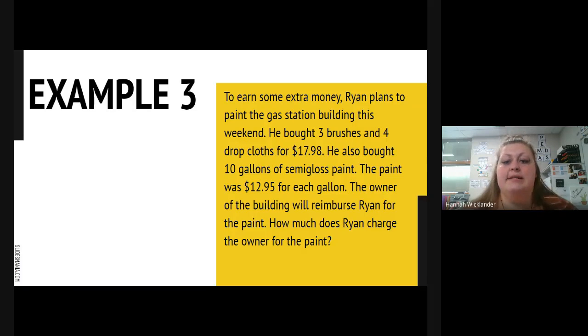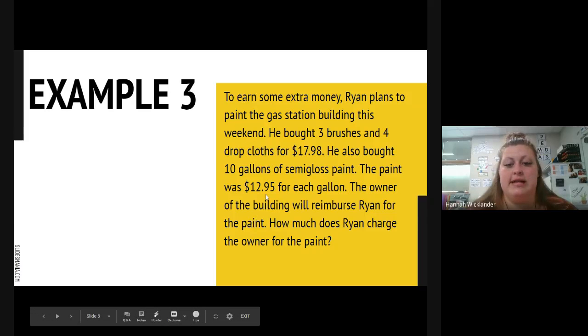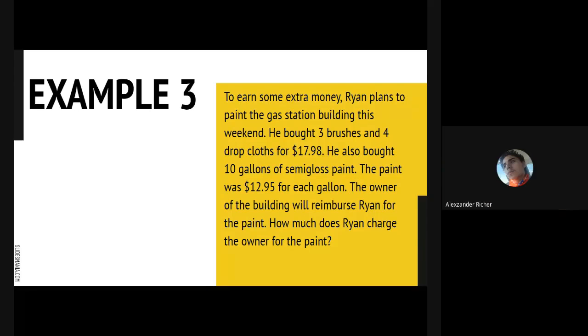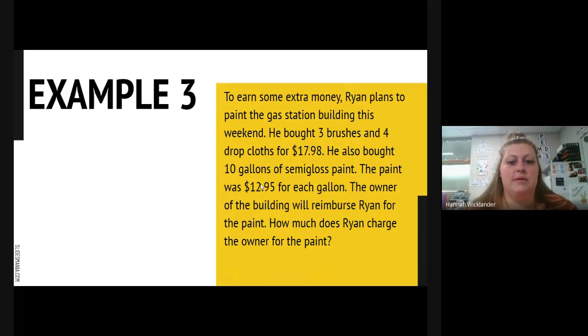Close. So that is the cost of the drop cloths and brushes. We don't care about that. We want to know just about the paint. So the $12.95 is how much he paid for each gallon. So the information we need for this, go ahead, Alexander. And he bought 10 gallons. Yes. So he bought 10 gallons for $12.95.